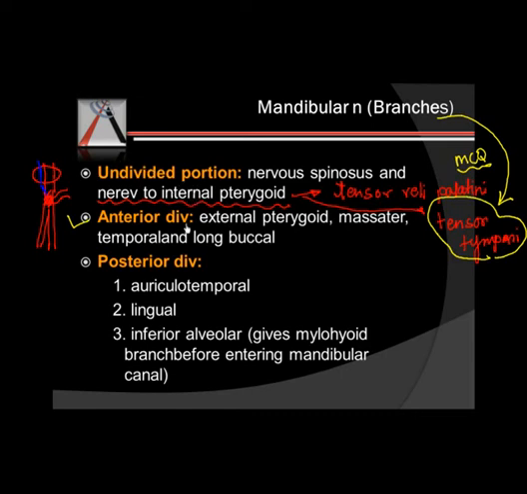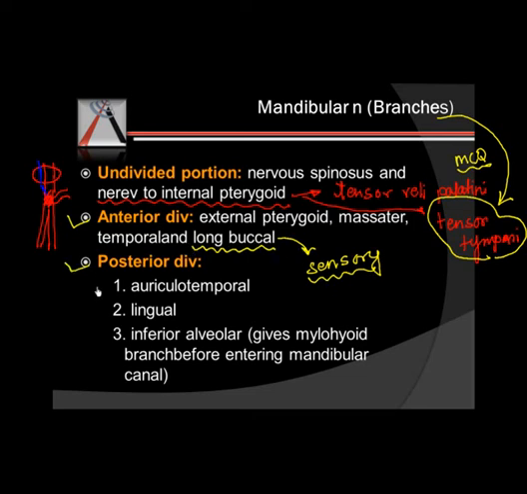So the anterior division gives the lateral pterygoid, that is the external pterygoid, masseter, the temporal, and the long buccal. This long buccal nerve is the only sensory part of the anterior division. So most of the anterior division is motor and supplies the muscles of mastication. But it has one branch, that is a long buccal branch, that is a sensory branch. We'll be talking about it again.